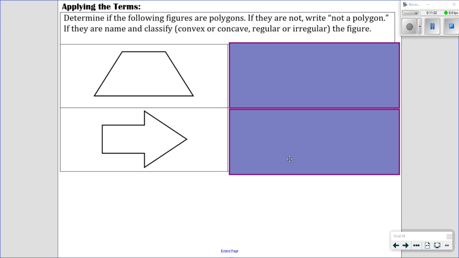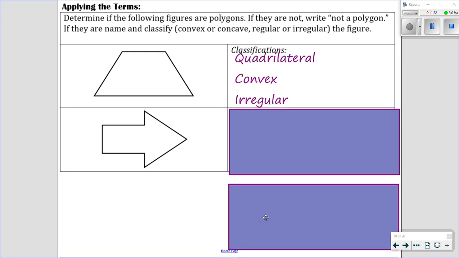Now we're going to do examples where we say if it's a polygon, and if it is, whether it's concave, convex, regular, or irregular, and if it's not a polygon, why not. So is this a polygon? Yeah. Is it convex or concave? All the angles are pointed out, it's convex. Is it regular or irregular? Remember, regular means all congruent, so this one is irregular. Quadrilateral, I forgot to classify the name. It's a quadrilateral because there's 4 sides, it's convex, and it's irregular.